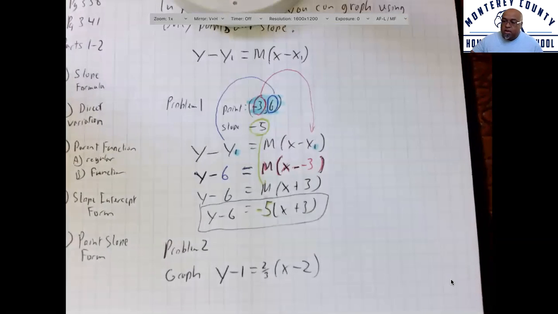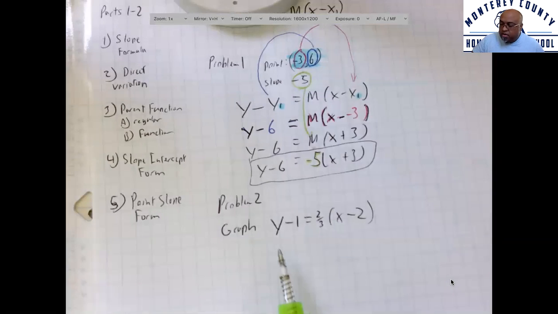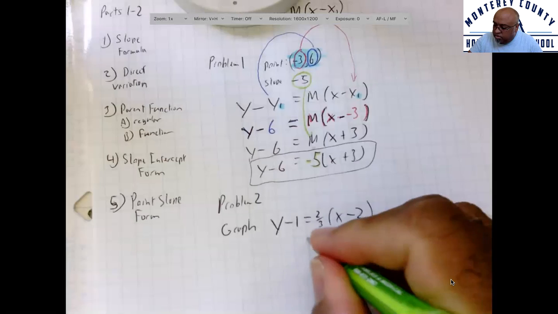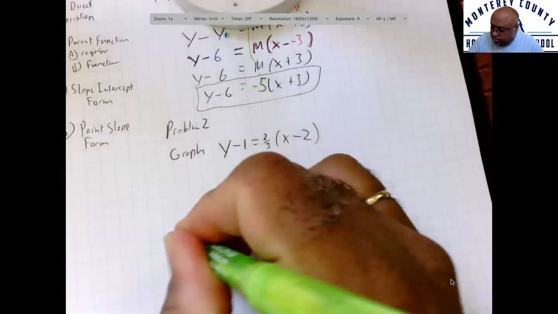Now, I have a point slope form problem right here. y minus 1 is equal to 2/3 times x minus 2. Okay, so it's y minus y1 is equal to m times x minus x1. So in this case, if I want to make a graph of it, let's go ahead and make a coordinate plane here. And I'll just move this down so it's obvious and clear for you to see.